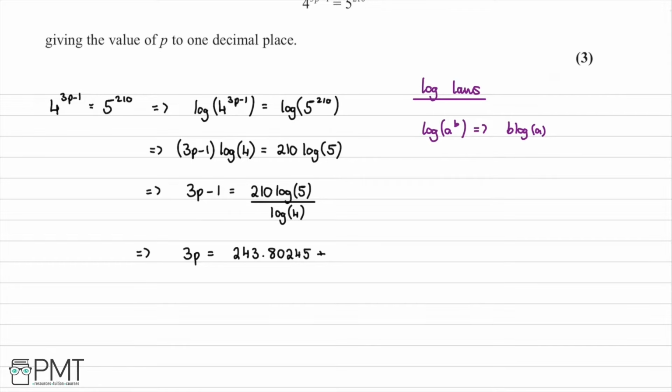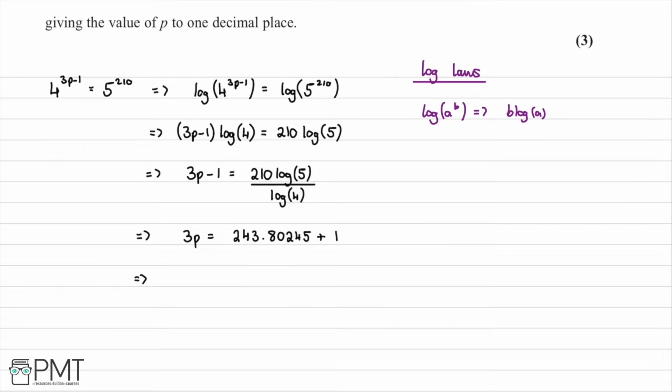243.80245. Now we want to add 1 to that, and that's going to leave us with 244.80245. And then to get p on its own, we want to divide everything by 3. So putting this into our calculator, that number divided by 3 is going to leave us with p is equal to 81.6008, and so on. So we can conclude that to 1 decimal place, p is equal to 81.6. I'll just put in 1 decimal place there, and we'll underline our answer, and we've completed this question.